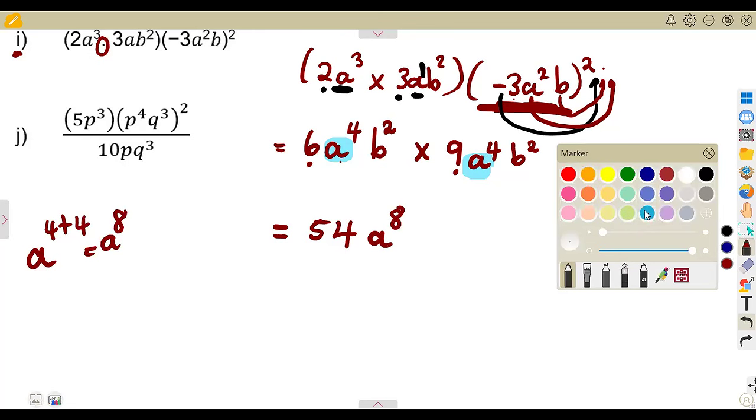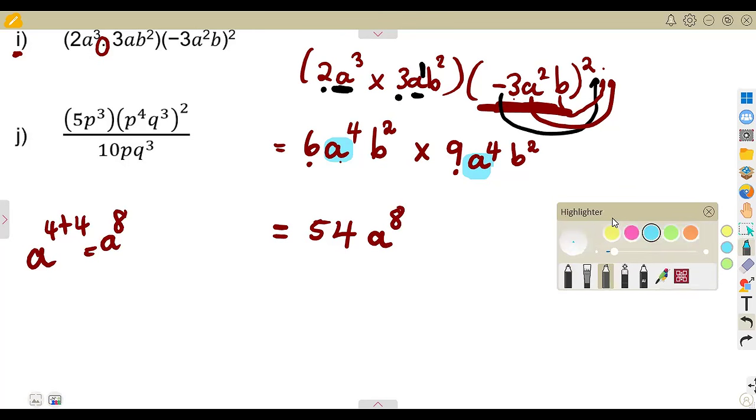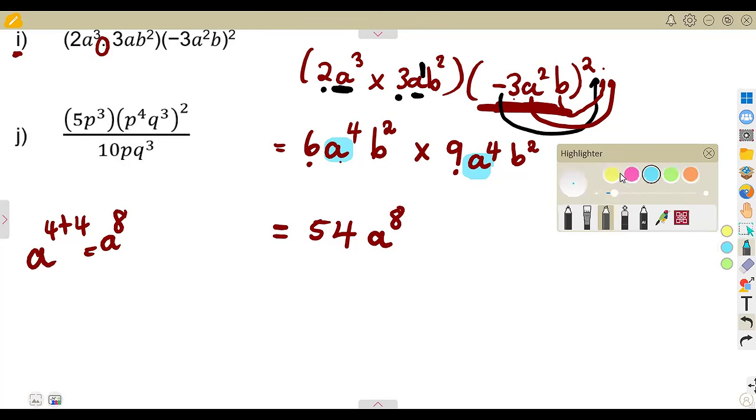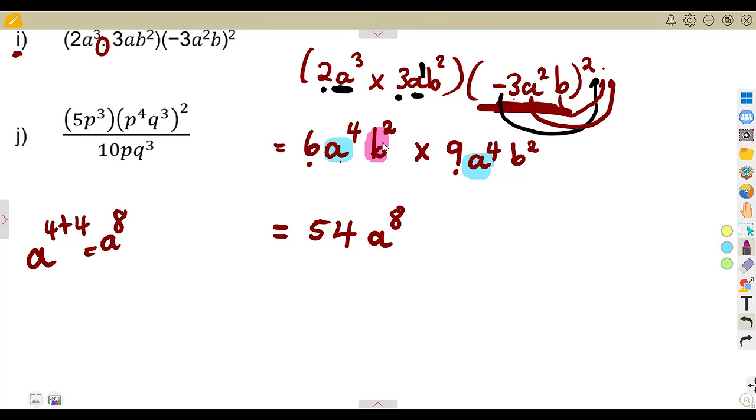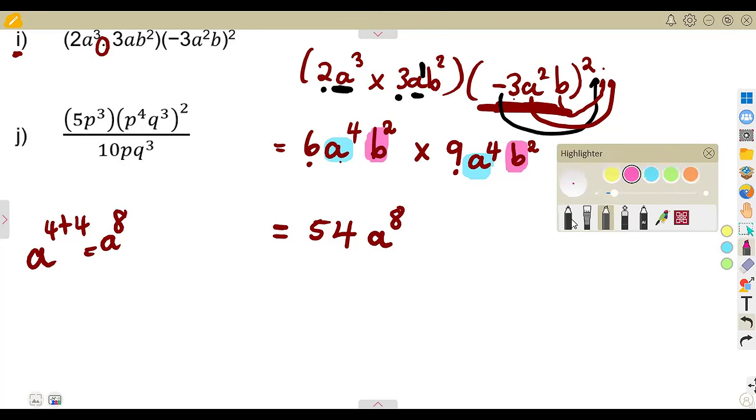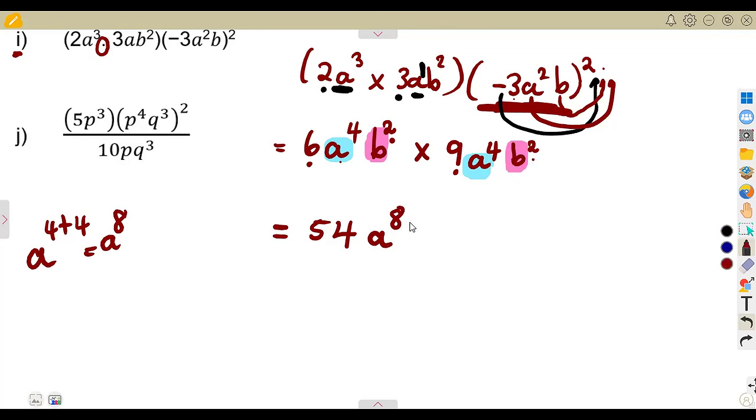You do the same thing on the base of b. If you check, there's another base that we have, which is the base of b. The base of b in this case is raised to the exponent of 2, and this one to the exponent of 2.